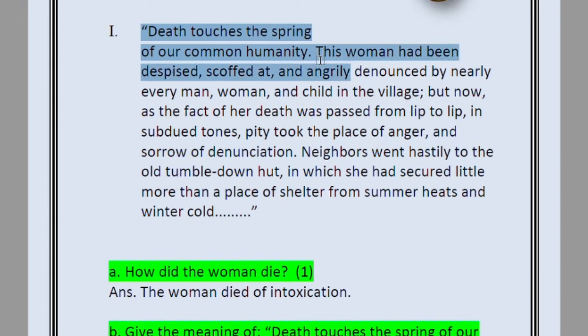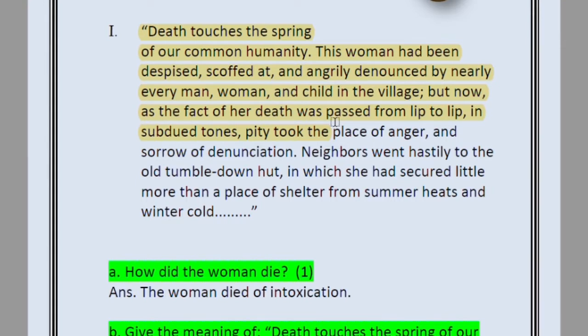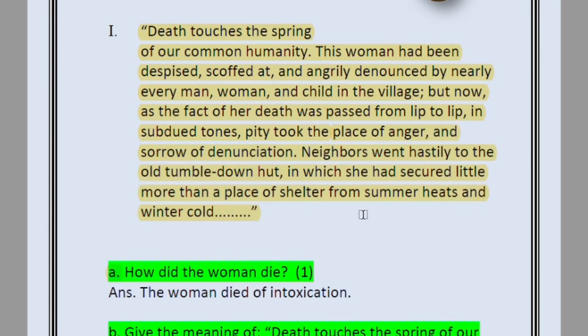This woman had been despised, scoffed at, and angrily denounced by nearly every man, woman, and child in the village. But now, as the fact of her death was passed from lip to lip in subdued tones, pity took the place of anger and sorrow of denunciation. Neighbors went hastily to the old tumble down hut in which she had secured little more than a place of shelter from summer heats and winter cold. This part is your extract.